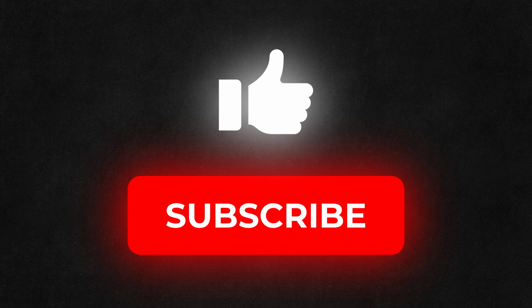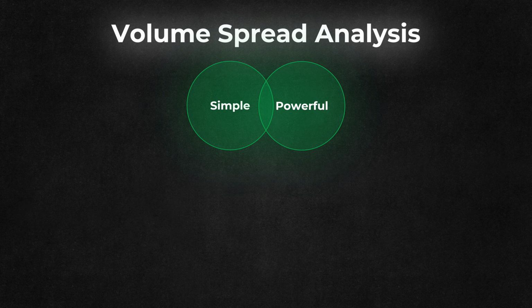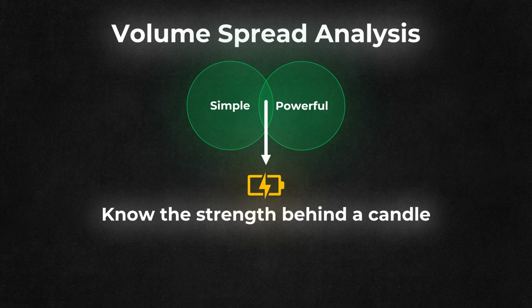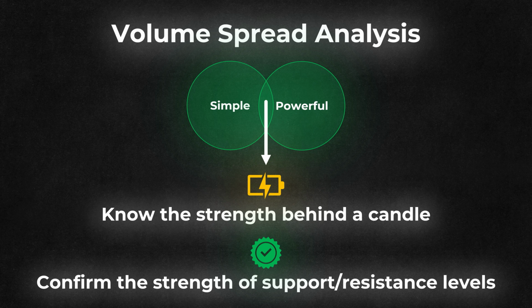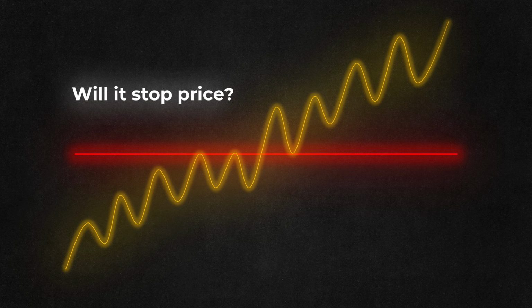Volume spread analysis is a rather simple technique, but it's a powerful one. It's mainly used to know the strength behind a candle and to confirm the strength of a support or resistance level. There are many times when a trader sees price reaching a barrier in the chart, like some sort of line for example, but the trader is not sure about the strength of this barrier, meaning if the barrier will indeed hold price. Volume spread analysis can be of tremendous help in situations like this.